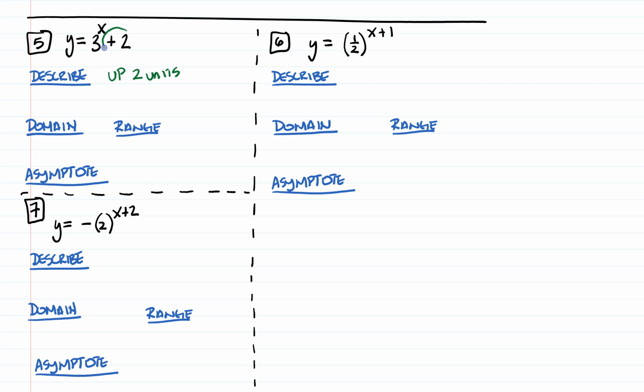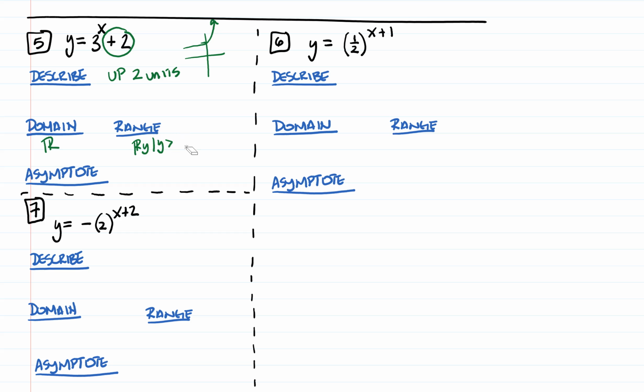Up 2 units. The plus 2 is a vertical shift of up 2 units. The domain for this is going to be all real numbers because remember, the graph of this thing is going to look something like this, right? So the x value is going to be everywhere. And then the range, since my graph has moved up 2 units, my range is going to be all real numbers y, such that y is greater than 0.